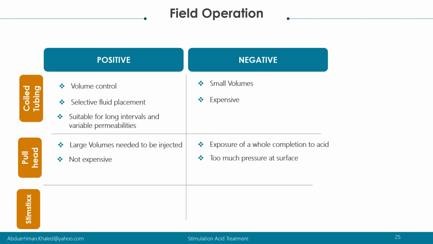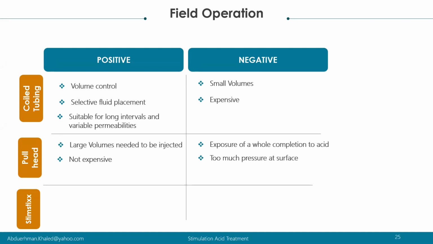And also we need too much pressure at surface. You are injecting from the surface, so that could also harm the integrity of the production string. And there's another thing, it's not written here. Another thing is the cleaning up. With a bullhead, it's more difficult than coiled tubing in terms of cleaning after doing the treatment.